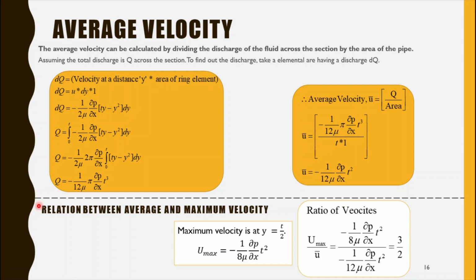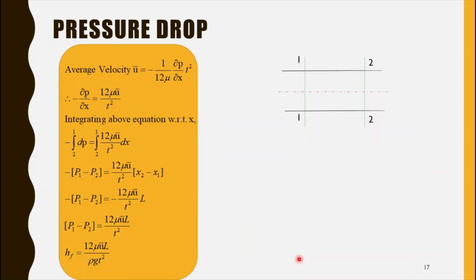In order to find the relationship, we have to find the maximum velocity. We all know that maximum velocity occurs at the center of the pipe. So at y is equal to t by 2, the velocity will be maximum. If you put this into the equation, you get u max is equal to minus 1 by 8 mu del p by del x t square. When we take the ratio of u max by u bar, you get 3 by 2. So u max is equal to 1.5 times u bar. With this in mind, let's move on to the next topic, pressure drop.